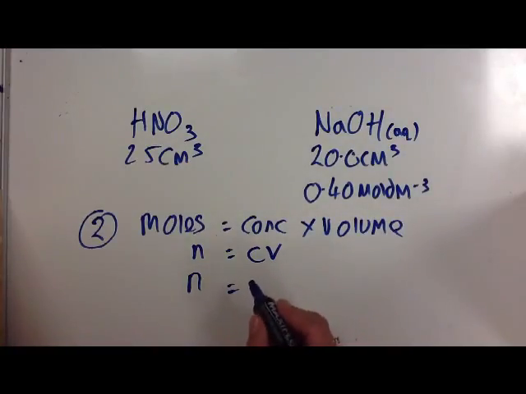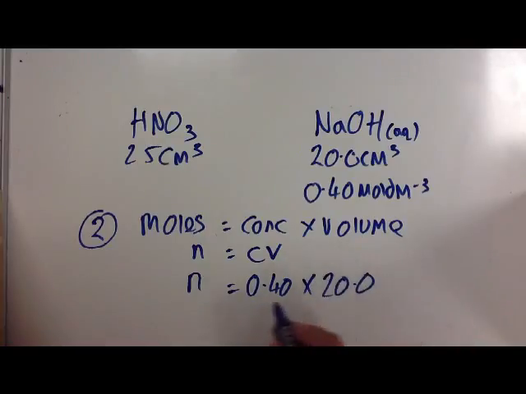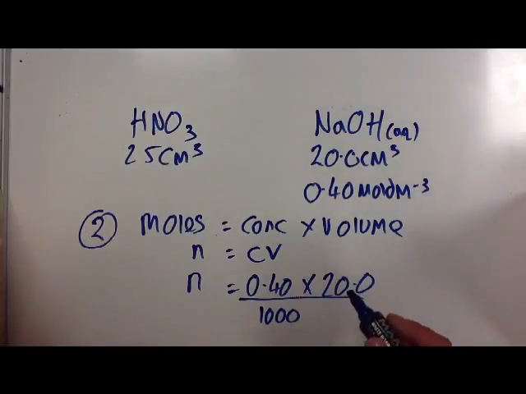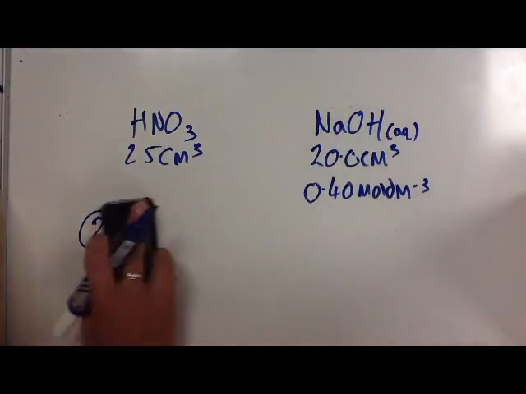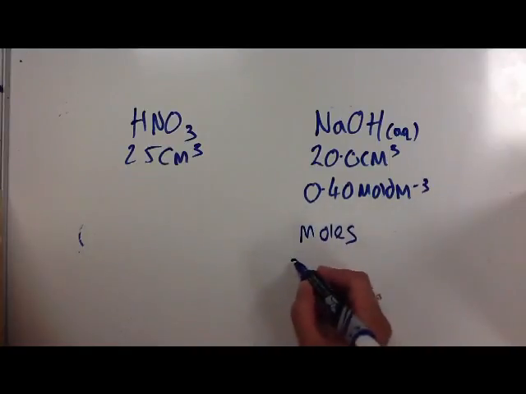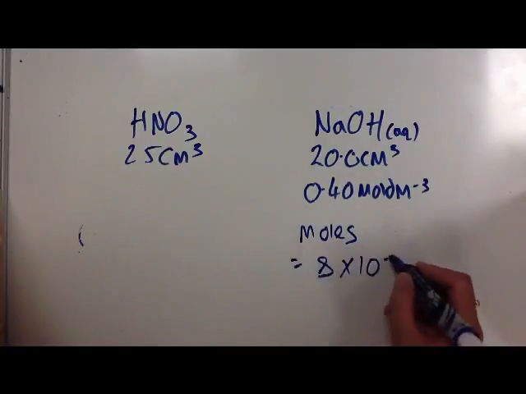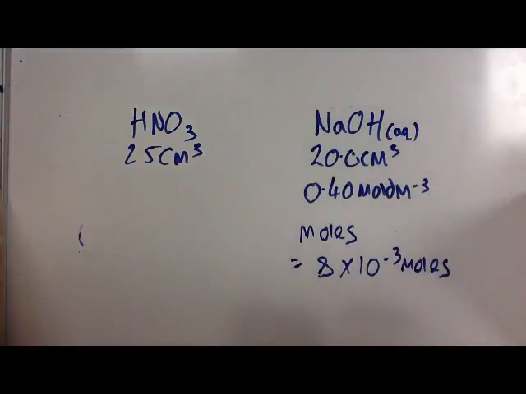So putting that into our equation, n equals concentration, which is 0.40, multiplied by our volume, which is 20. We need to divide it by 1,000 to make it in decimetres cubed. This gives us the number of moles, 8 times 10 to the minus 3. So we now know that the number of moles of sodium hydroxide equals 8 times 10 to the minus 3 moles. That's the end of our step 2.